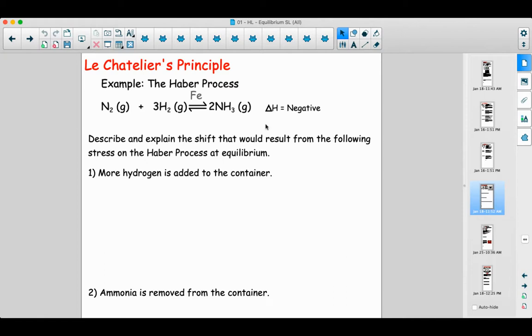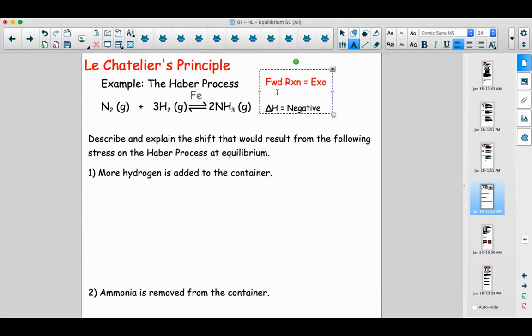So right away when I see this, I know that referring to that as exothermic or delta H negative is telling me about the forward reaction. So I would say the forward reaction is exo, and I would remind myself that the reverse reaction is endo, because that's going to come in handy if they change the temperature. I'm going to know right away which direction it should shift.